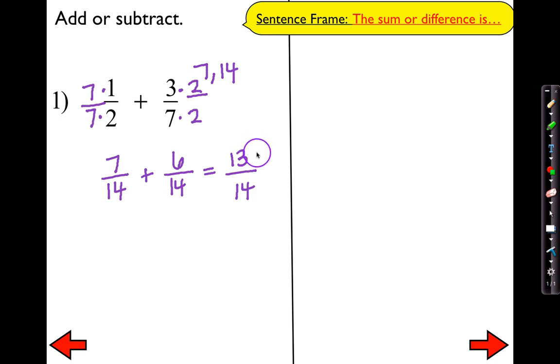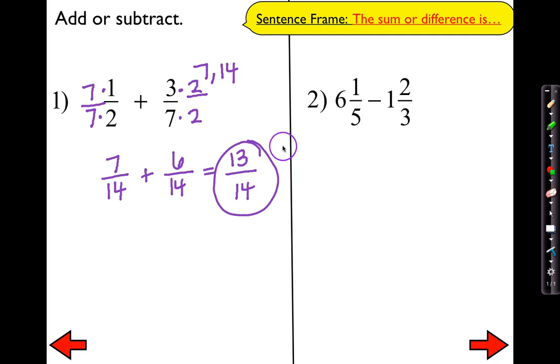The answer is yes. So I'm going to go ahead and circle my answer, and I am done with the first one. So now let's take a look at the next example. This one looks slightly different. This one is a mixed number minus a mixed number. So 6 1/5 minus 1 2/3.